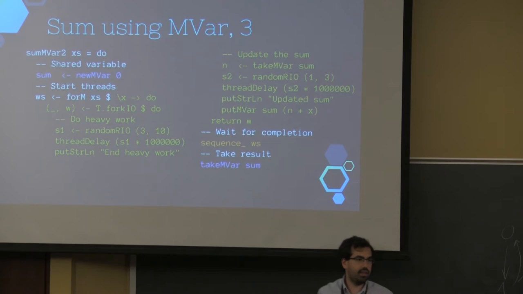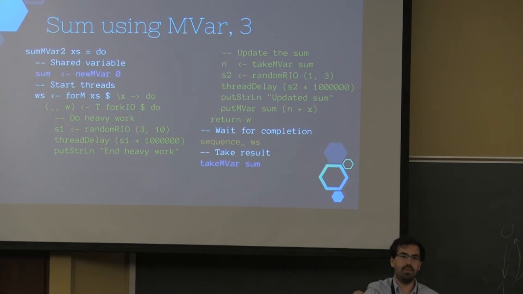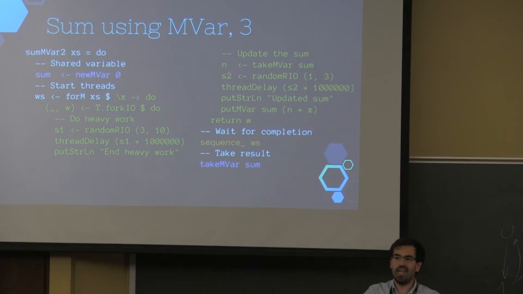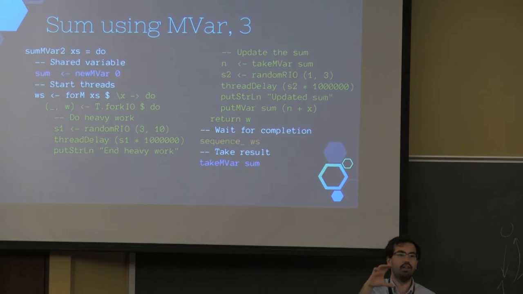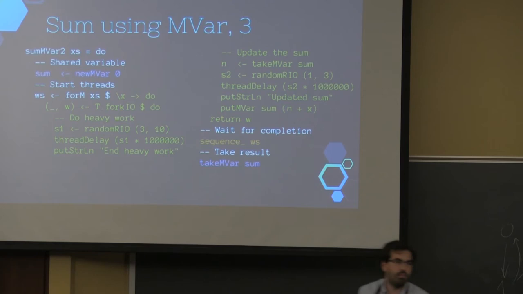Because when we take the MVar, we make it empty, we know that no other thread can read the variable at the same time. This is very important, because otherwise two things could collide and then the sum wouldn't be updated with all the rest. So this model of computation allows you to have critical sections by just having a shared variable. And at the end, we just put the sum. Once we finish with all the elements, we can just take the MVar. So any questions about this code?